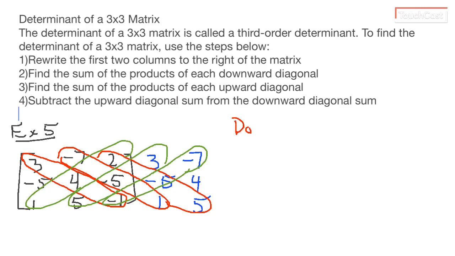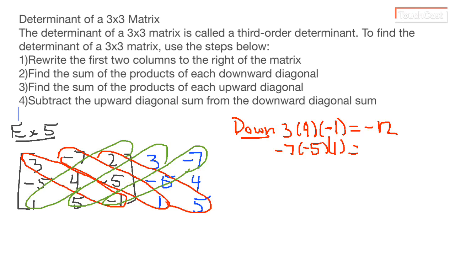So the downward diagonals, first we're going to find the products of them. We go 3 times 4 times -1, which is going to give us -12. We go -7 times -5 times 1, which is going to give us 35. And then lastly we go 2 times -5 times 5, which gives us -50. And then we add those 3 numbers, and we're going to get -27.